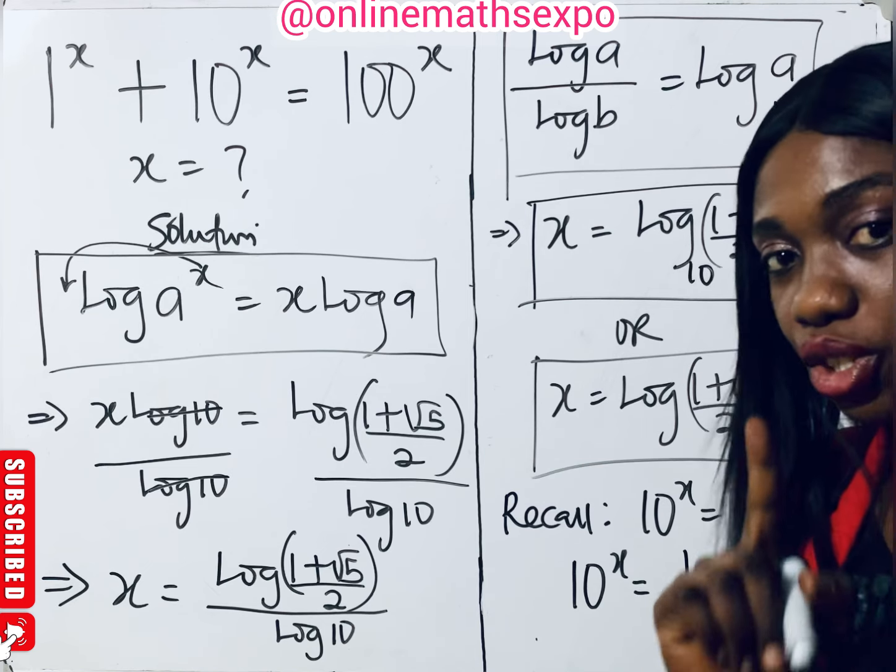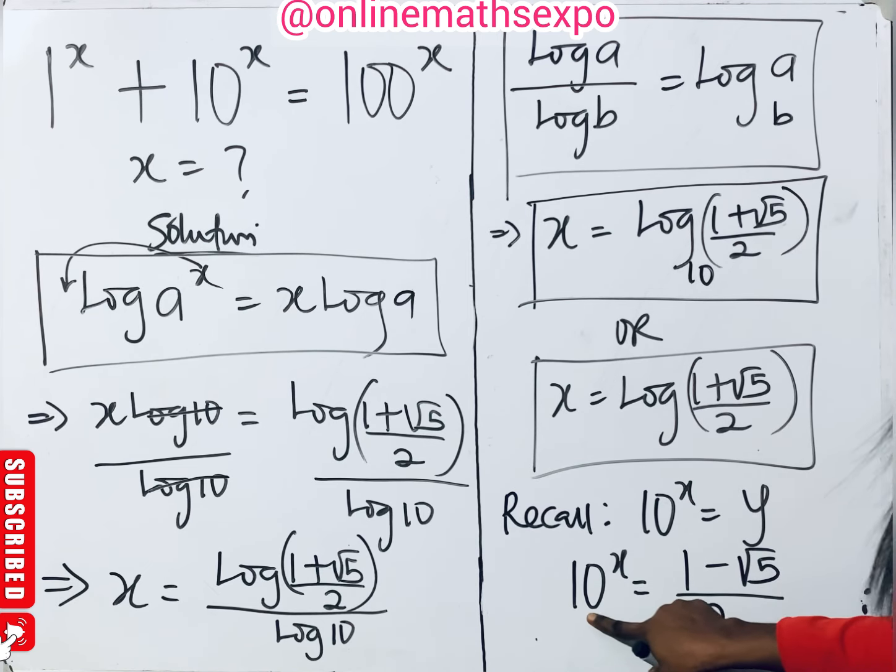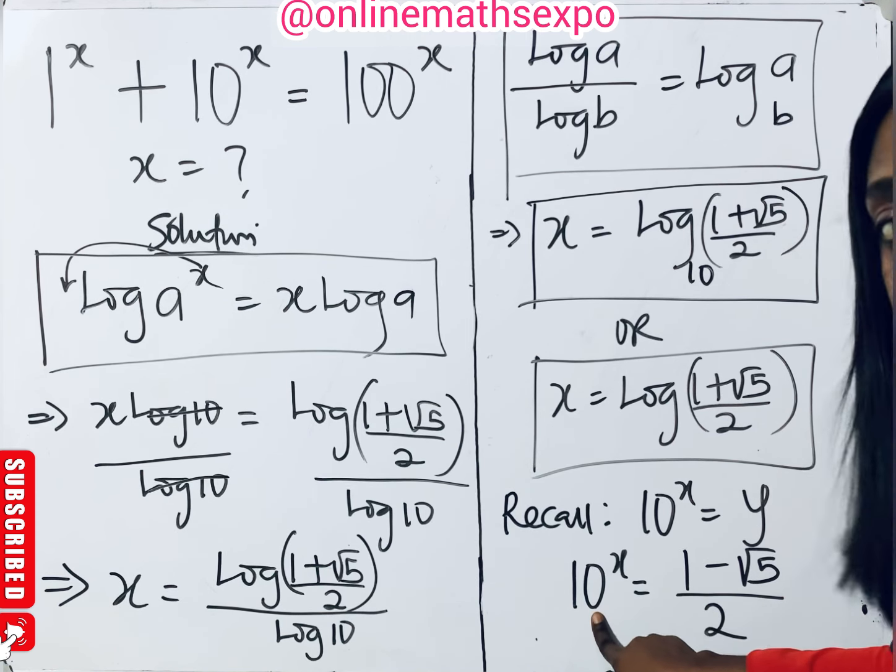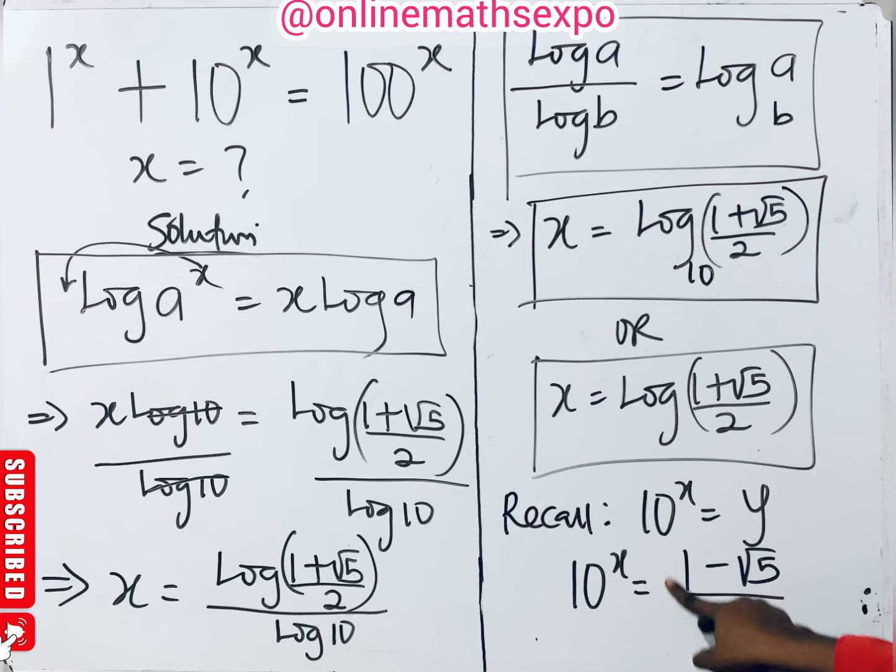Now you're going to ask yourself a question. You observe that the base we have here is a positive base. So if this base is positive, when you simplify the right side, you see that 1 minus square root of 5, when you divide it by 2, is going to give you a negative answer. And in that case, if what we have at the right side is negative and the left side is a positive base, it means that this value of y is not acceptable.